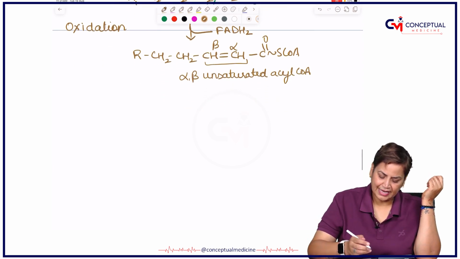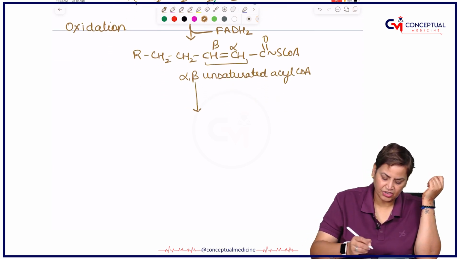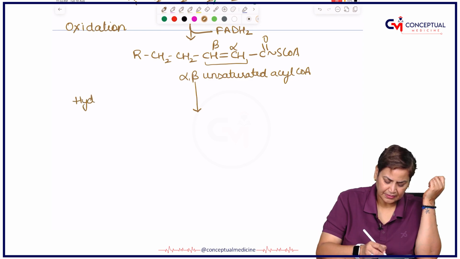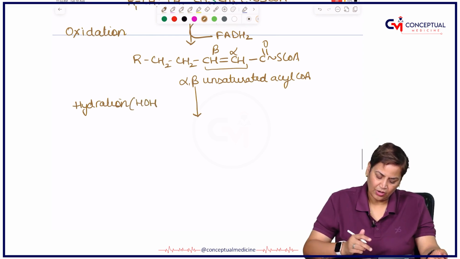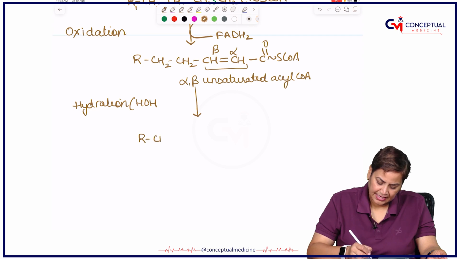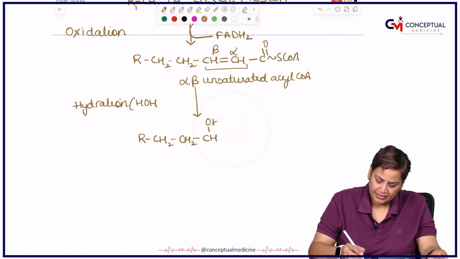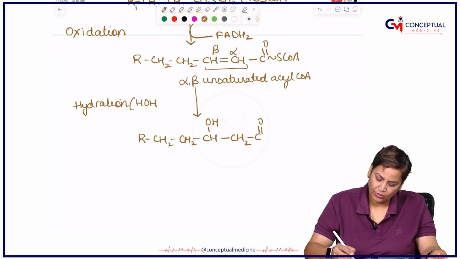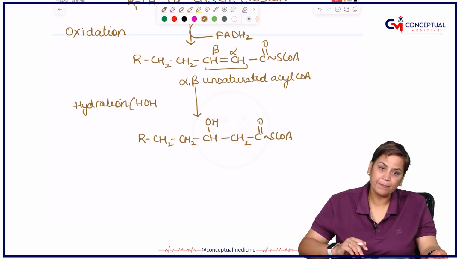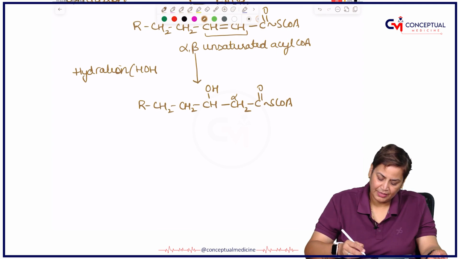Now, second step is water addition or hydration. So we can say water is added, water is HOH. So it will be like R-CH2, CH2, CHOH and CH2, C double bond O, SCoA. So this becomes alpha beta, so I can say beta hydroxy-acyl coenzyme A.